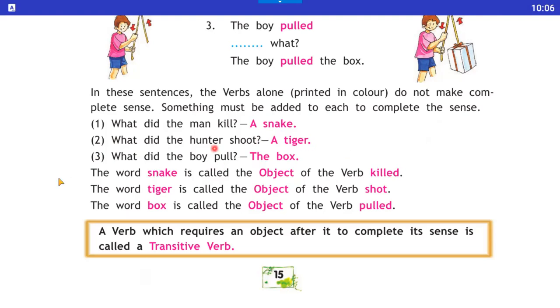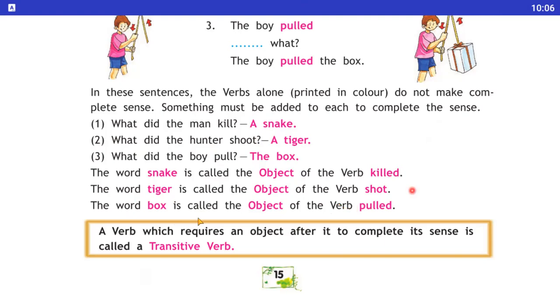The box. The word snake is called the object of the verb killed. जो snake है वो क्या हुआ? Object है किसका? Verb किस killed का. In the second sentence, the hunter shoot a tiger. Here the word tiger is called the object of the verb shoot. In the third sentence, the boy pulled the box. Here the word box is called the object of the verb pulled.